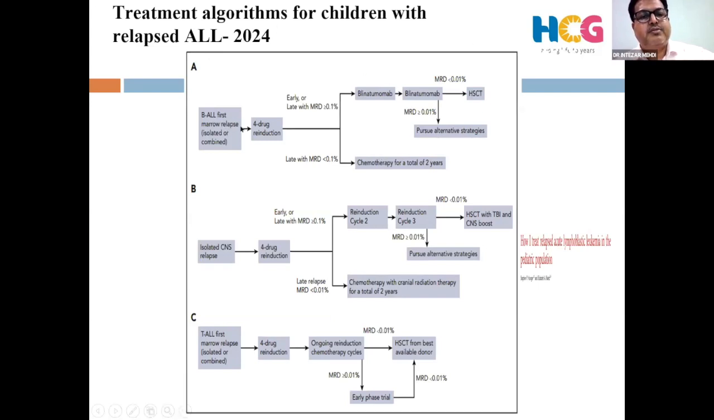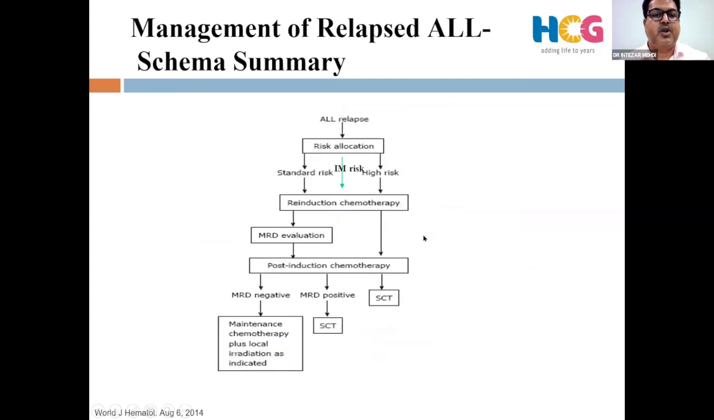Now B-cell ALL relapse will get 4-drug induction, early or late MRD. Blinatumomab will be incorporated right here, and then these patients will proceed with transplant. Those patients who are MRD negative will just get chemotherapy. Similarly, in T-ALL, 4-drug reinduction, and then the patients will go into early phase trials with nelarabine and transplant. Similarly, the patients with isolated CNS relapse will also get either chemotherapy or transplant.